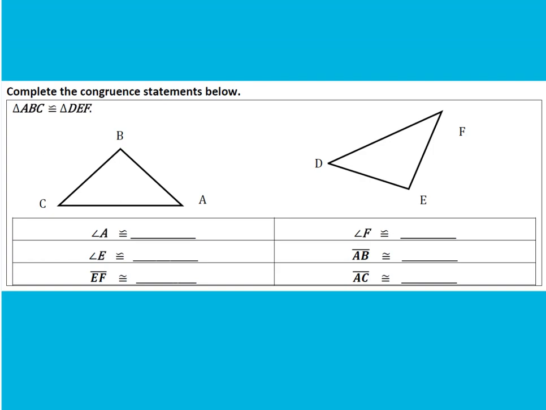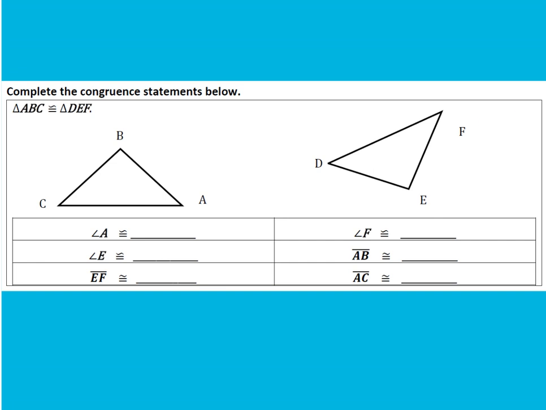Alright, as we move on to the second page, we have this example that says complete the congruent statements below. And right off the bat, they tell us that these two triangles are going to be congruent to one another. That means that they're the same shape and they're the same size. It also is important to note that we have triangle ABC is congruent to DEF. The order there does matter.